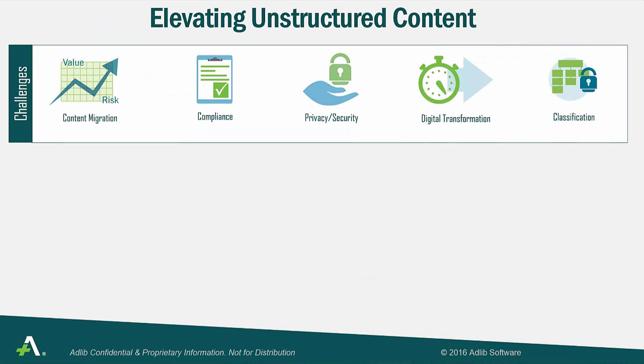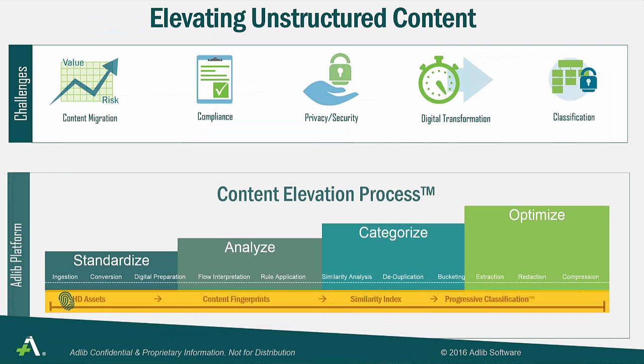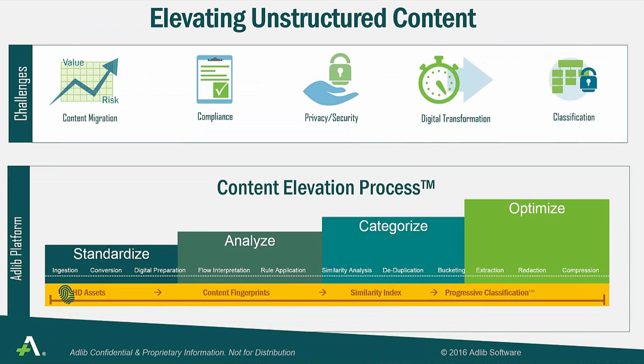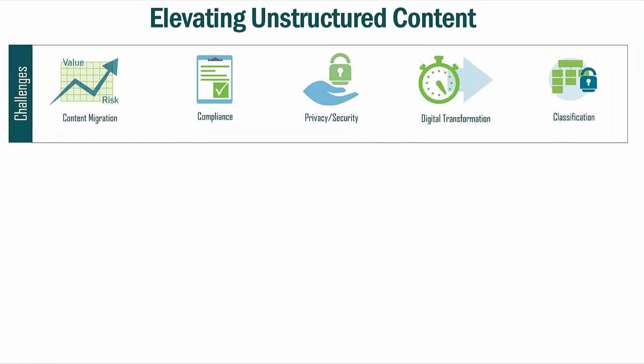Digital transformation, classification, these are a couple of other key challenges, but as I mentioned, we're going to focus more on content migration. And as I mentioned, I'm not going to go into detail about the specific Adlib solution in this space, but we refer to it as the content elevation process. You see here standardize, analyze, categorize, optimize. There's a number of different capabilities here, but in particular, we're going to focus on progressive classification as the overall topic as it relates to content migration in this particular story today.